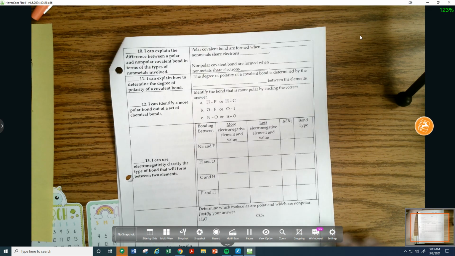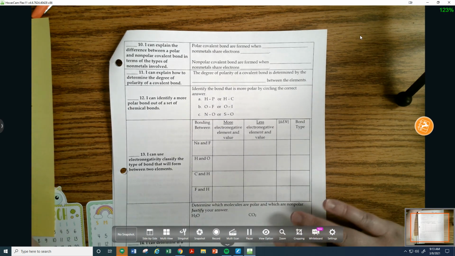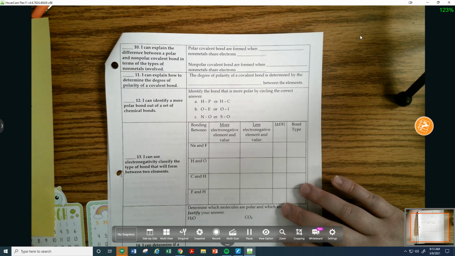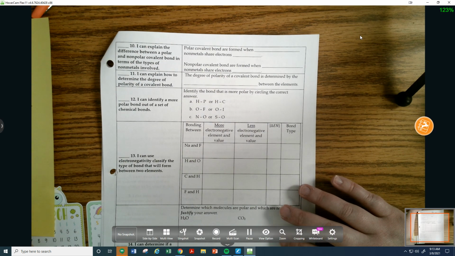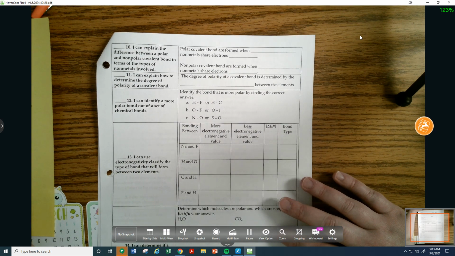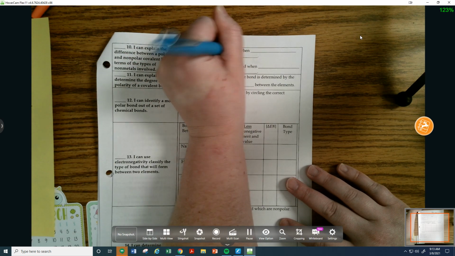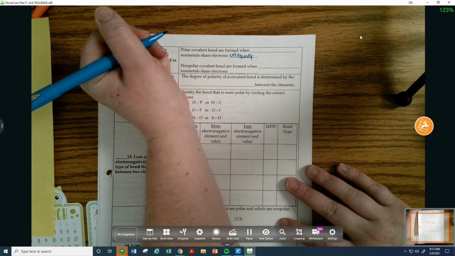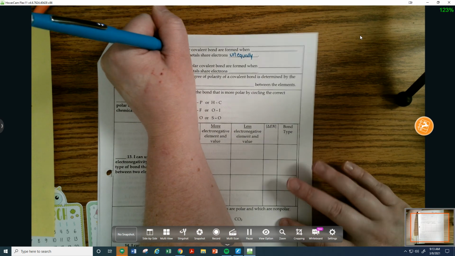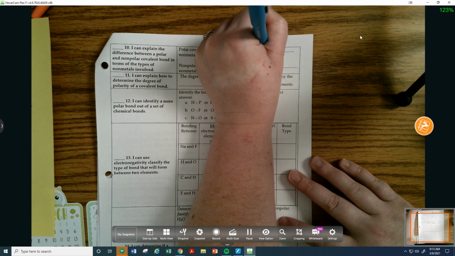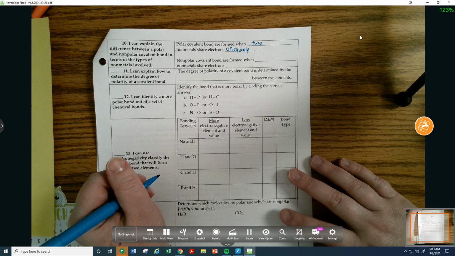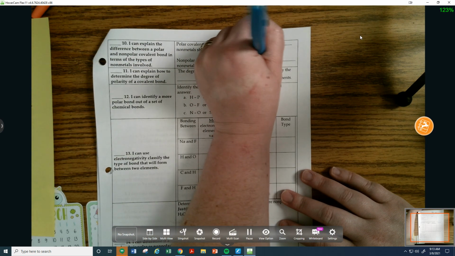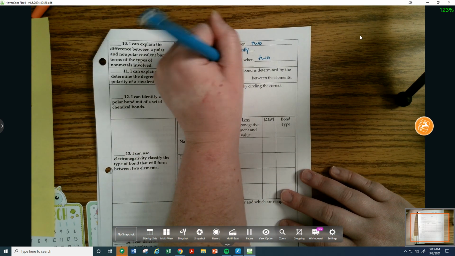So from there, this is getting into our last topic, polarity. I can explain the difference between polar and nonpolar and the types of nonmetals involved. A polar covalent bond is formed when blank nonmetals share electrons, and the key thing here is they share electrons unequally. I really think I meant to have it say 2 nonmetals, which is why that line was so long. Nonpolar covalent bonds are formed when 2 nonmetals share electrons equally.